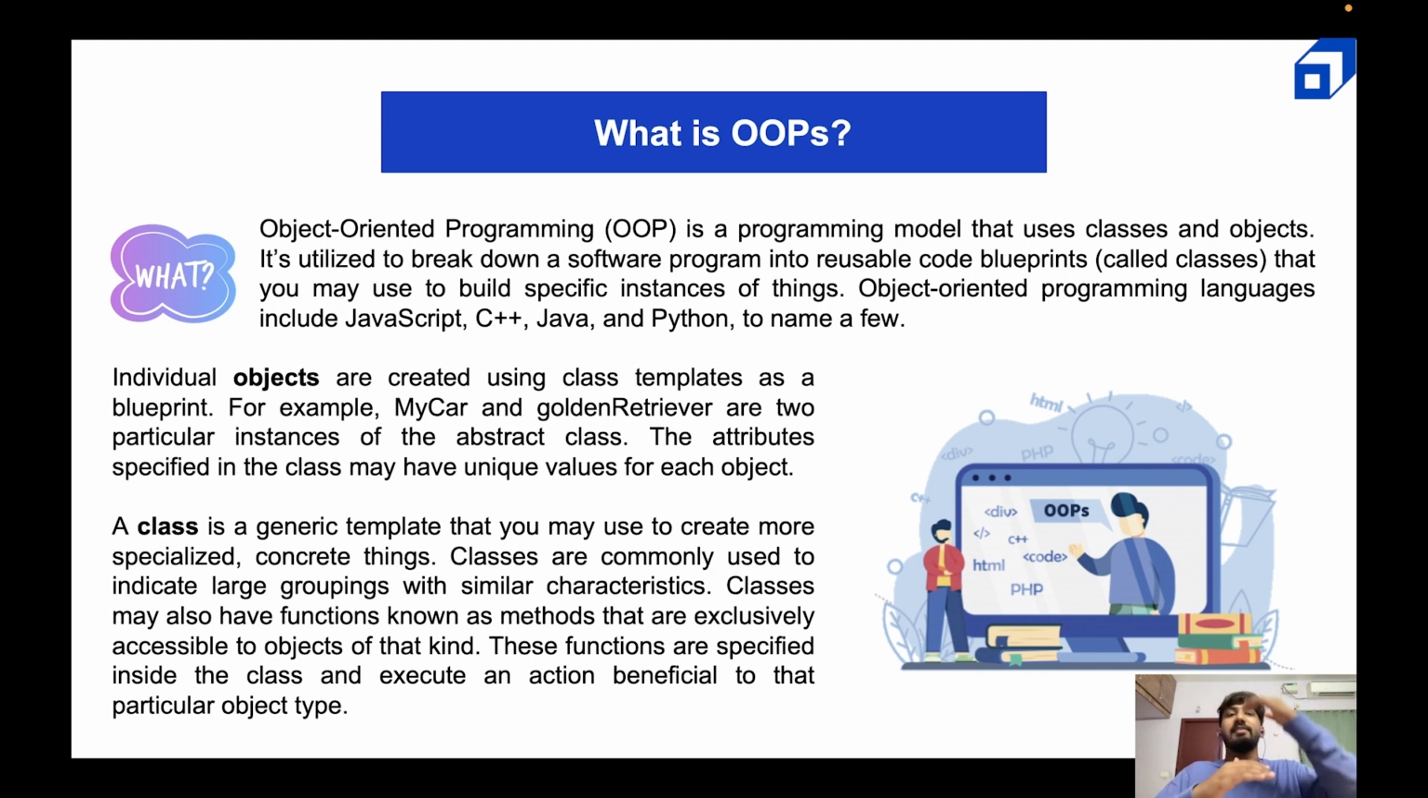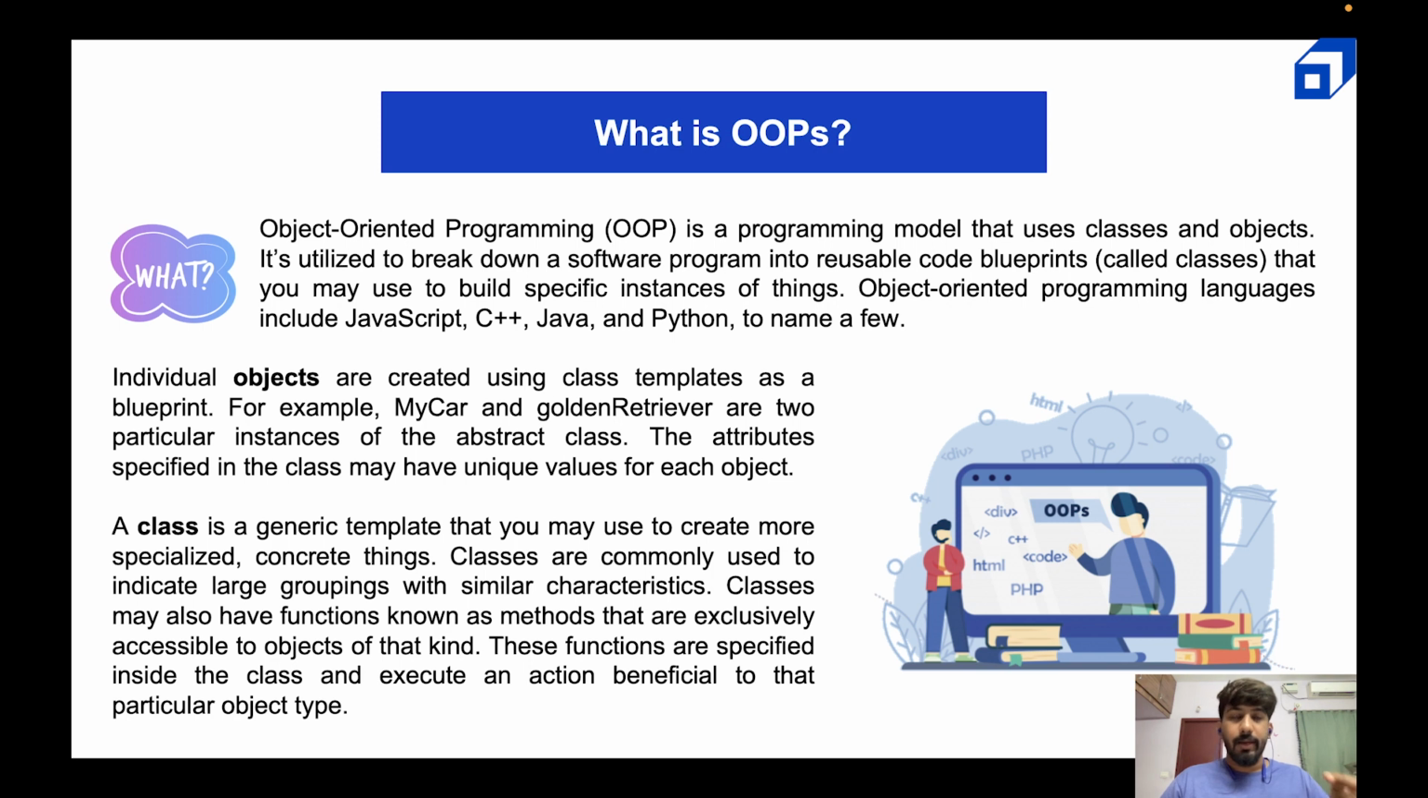So instead of writing a single program where the entire code is available in a single code file divided into multiple units, what if we make a code for a particular application or a particular software program into different parts which could be reused again and again, right? So you are creating multiple classes, right? That's what you're doing, that you may use to build specific instances of things. Object-oriented programming languages, JavaScript, C++, Java, Python, these are some of the object-oriented languages.